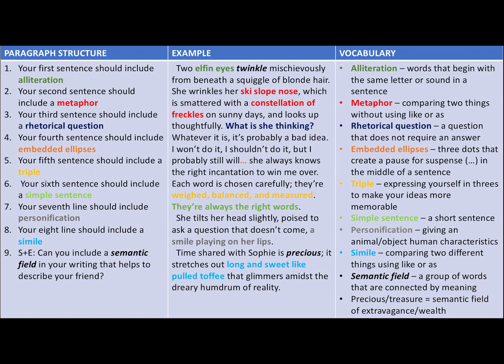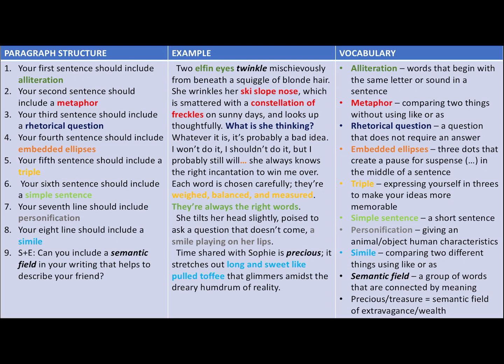If you're struggling with any of the subject terminology that I've just used, then on the right-hand column, we have all of the vocabulary and definitions for each term. In the middle, you might have noticed there's an example, and that follows the structure in the other column. So for example, in the first line, elfin eyes is highlighted in green because that is an example of alliteration.